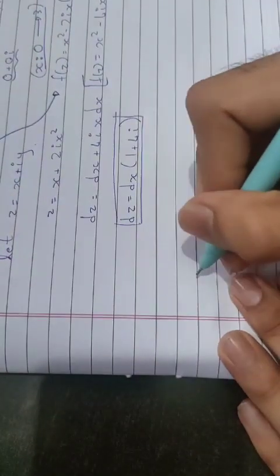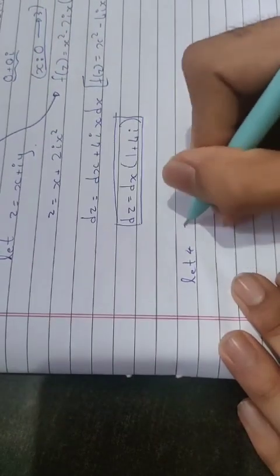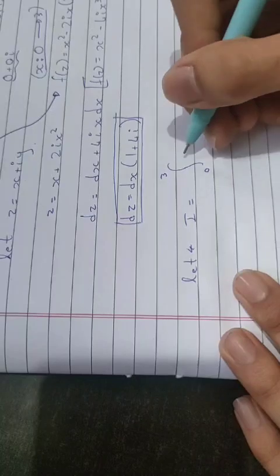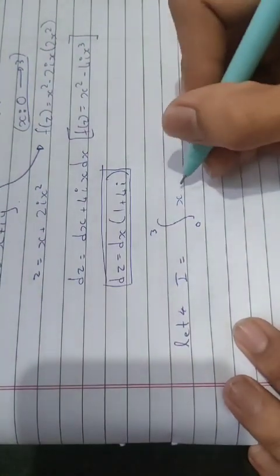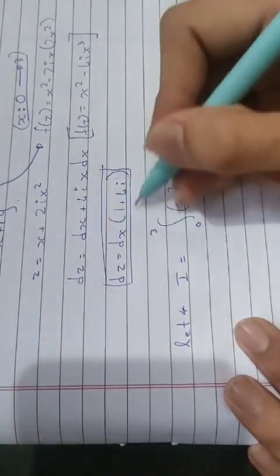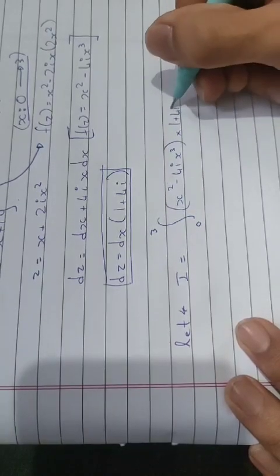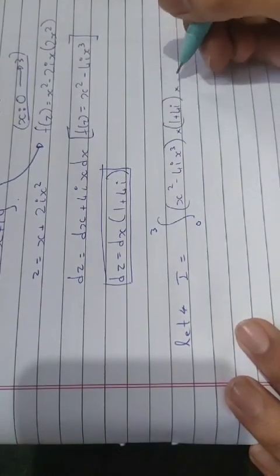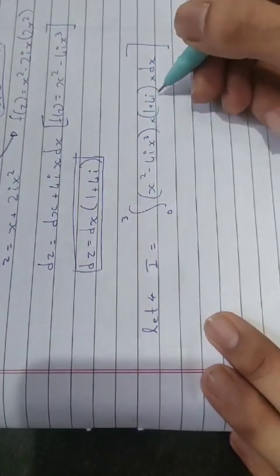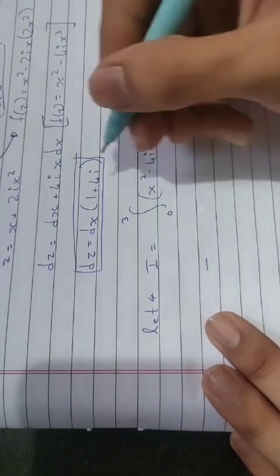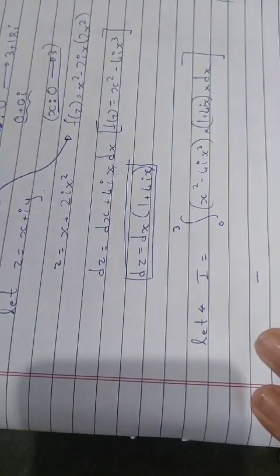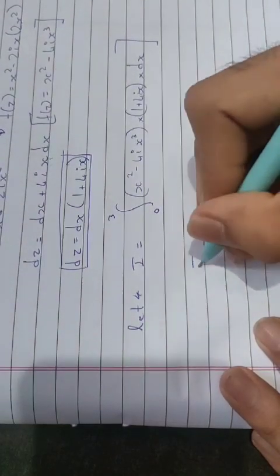Now we can rewrite the integral as let I is equal to the integral with limits from 0 to 3. Now our f of z becomes x square minus 4ix cube, into 1 plus 4ix, and dx. Now if you want, you can take the constant outside as well. Doesn't really matter. Oh wait, this thing is not a constant. We had this x, no? I forgot. This is not a constant.